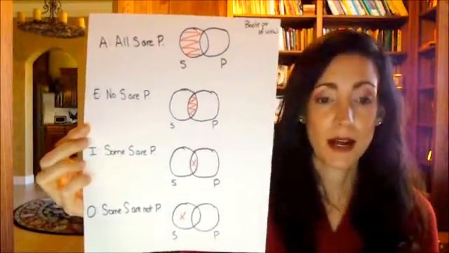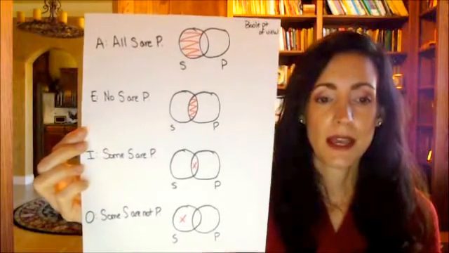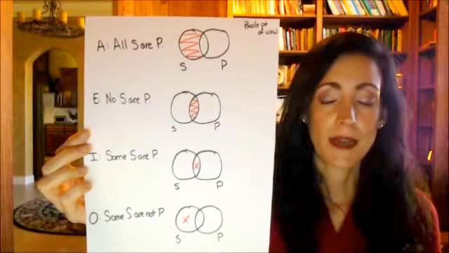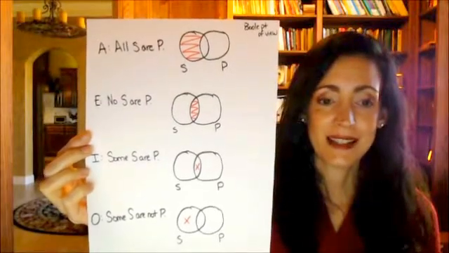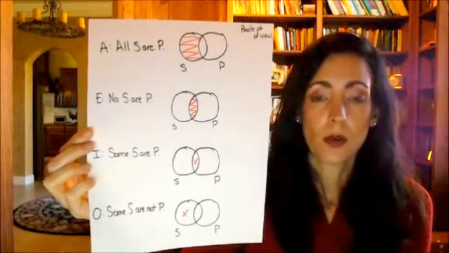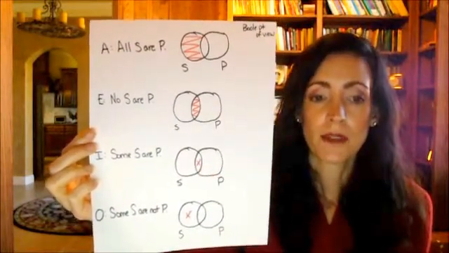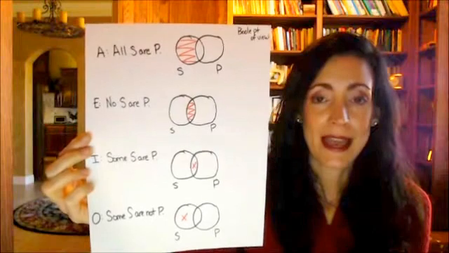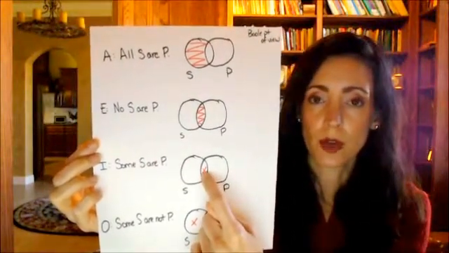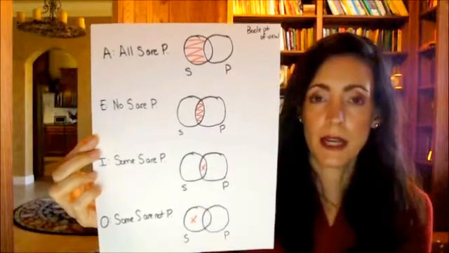Now I move down to an I statement: some S or P. With a particular statement, you use an X, and that applies that at least one exists in that area. Here it says some S or P. We know it's an X because it's particular. The only place where an S can also be a P is right here in the middle where both circles overlap. So I'm going to put an X.